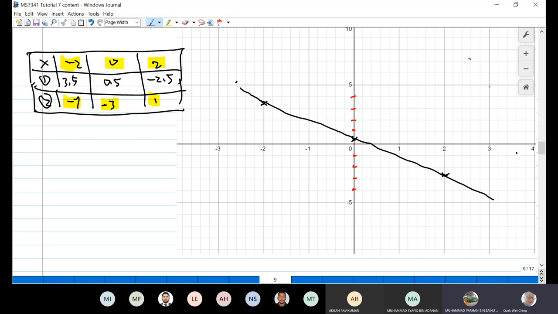Okay, this is the first line. The second line has minus 6, minus 7 here. So that's the first point of the second line here. And 0, minus 3, so minus 3 is here. And 2, 1. Then you join them together. Not very accurate here, but never mind.